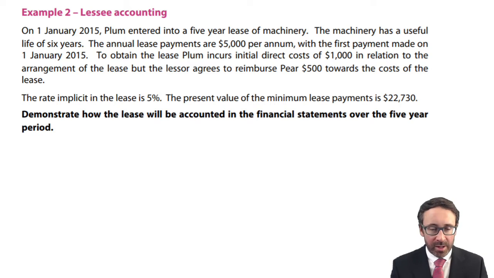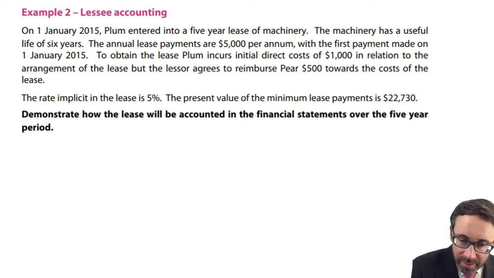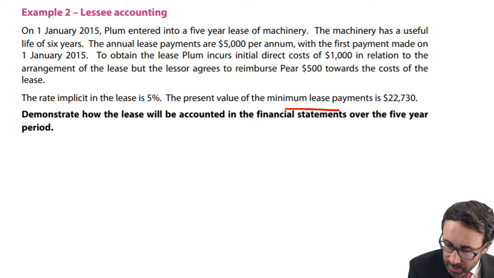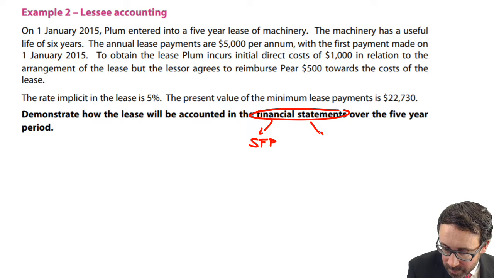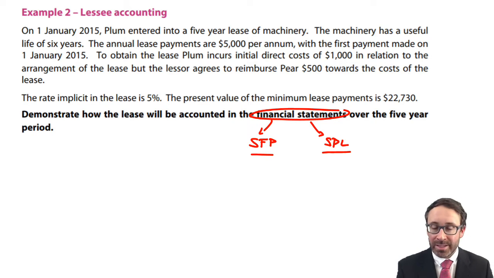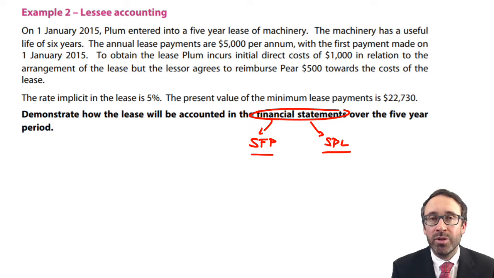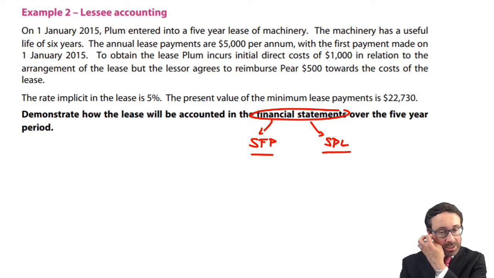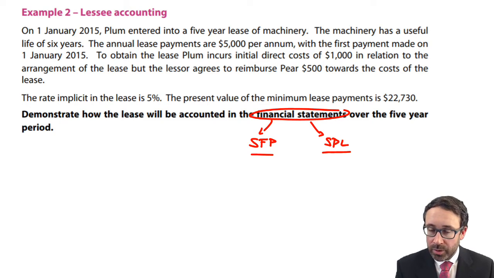So what we have here is it asks us to demonstrate how the lease will be accounted for in the financial statements. So again, we're looking predominantly here at the statement of financial position and the statement of profit or loss. So in the SFP, we've got the right of use asset and the lease liability. And in profit or loss, we have depreciation and interest. It's told that we're looking at it over a 5-year period, so that must be the length of the lease.